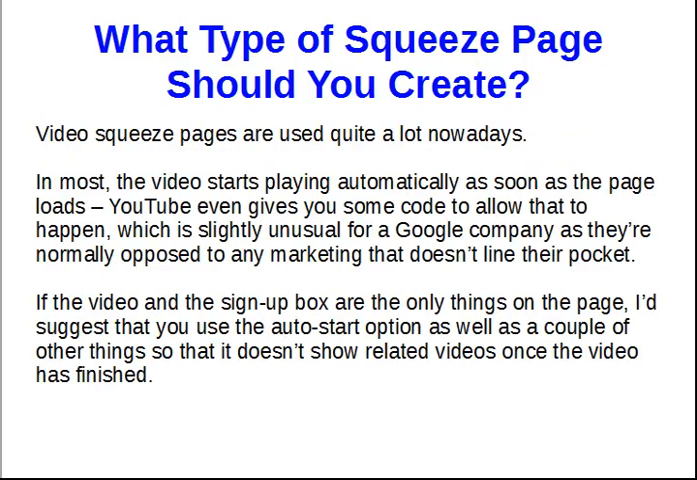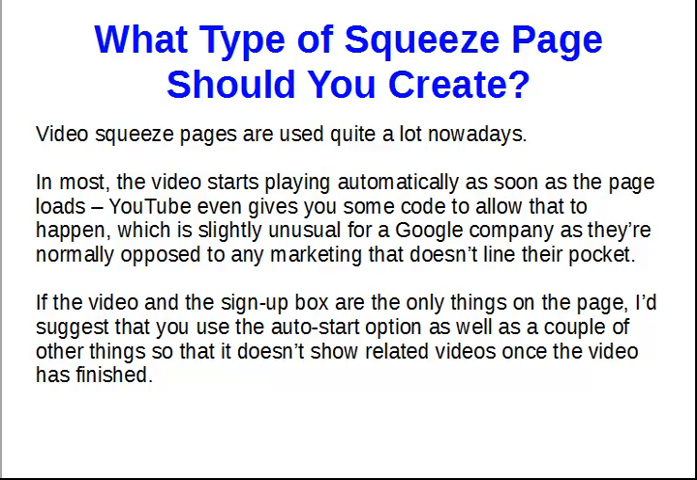Next, video squeeze pages, and they're used a lot more nowadays than the plain boring text ones. Both work. In most cases, the video starts playing automatically as soon as the page loads, and YouTube even gives you some code to allow that to happen, which is slightly unusual for a Google company, as they're normally opposed to any kind of marketing that doesn't directly line their pocket. But you can do it. It's a little bit of code. Just go to YouTube's help and you'll get the current one.